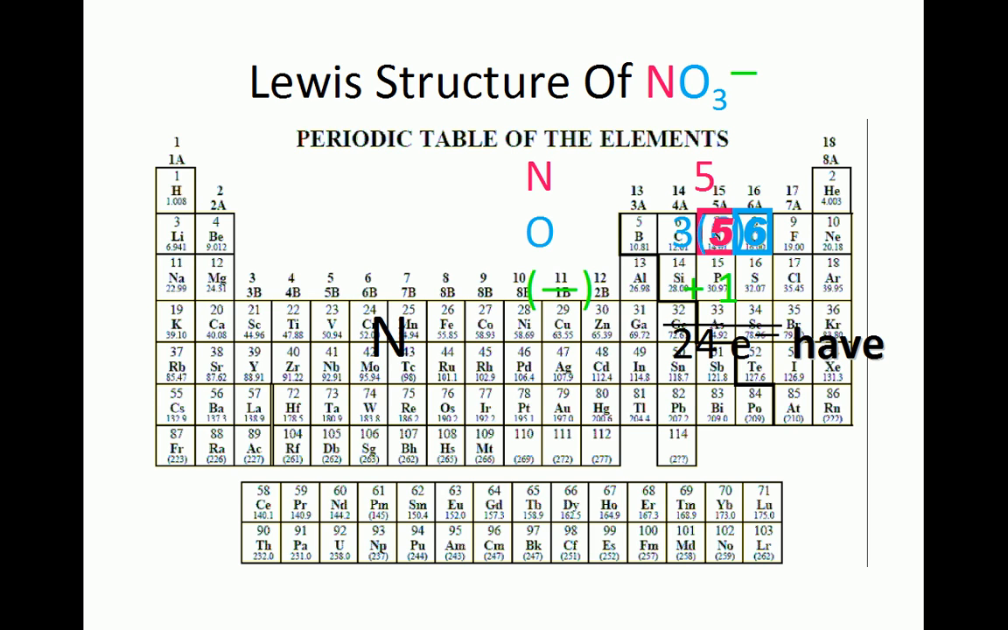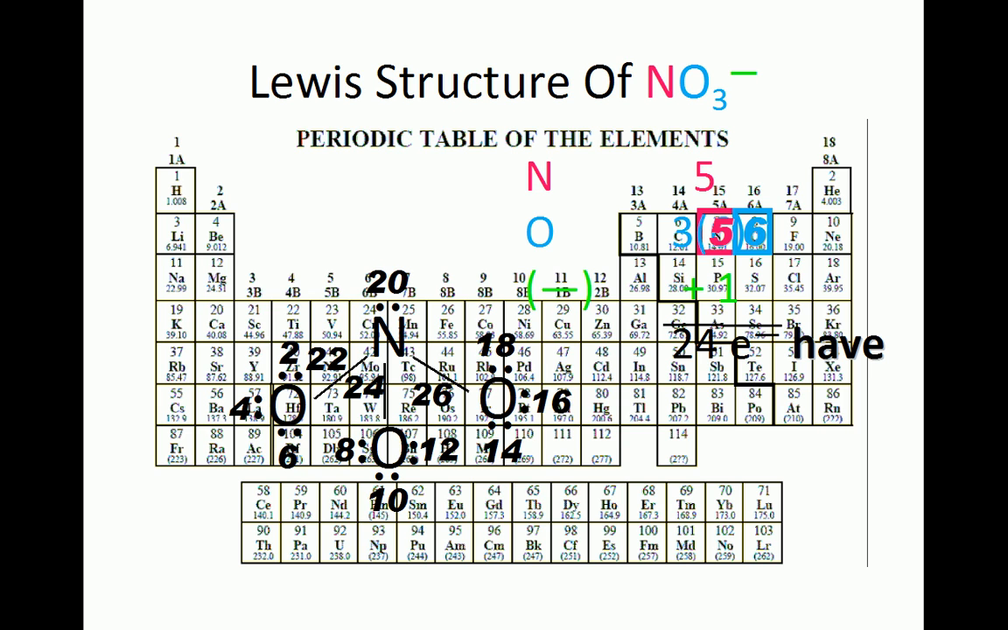We draw the preliminary structure with nitrogen in the middle, oxygens attached with single bonds, and an octet around all atoms. Now we'll count the number of used electrons in the preliminary structure. There are 26 electrons in the preliminary structure. We have used too many electrons.